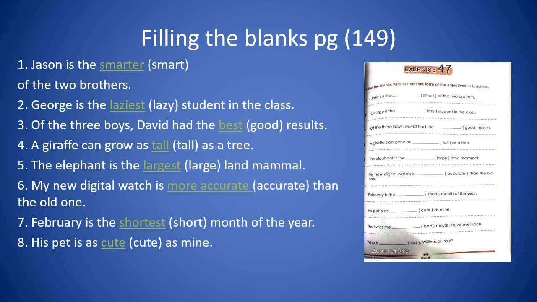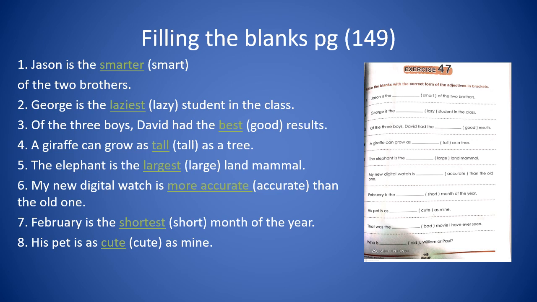Number 5. The elephant is the large land mammal. Here, elephant is compared with the other mammals of the world. So we will use superlative degree, which is largest. Number 6. My new digital watch is accurate than the old one. Here two watches are compared. One is new one and the other is old one. So we will use comparative degree, which is more accurate.